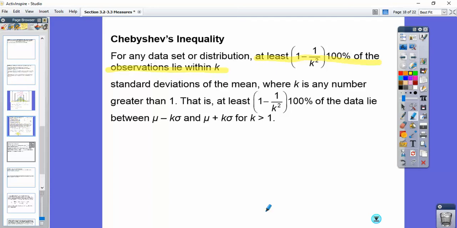This one is not on the formula sheet. That's your copy. If you want to jot it down on there, I would just write it down under the empirical rule. So I would just put Chebyshev's and 1 minus 1 over k squared. And this applies for any set of data.